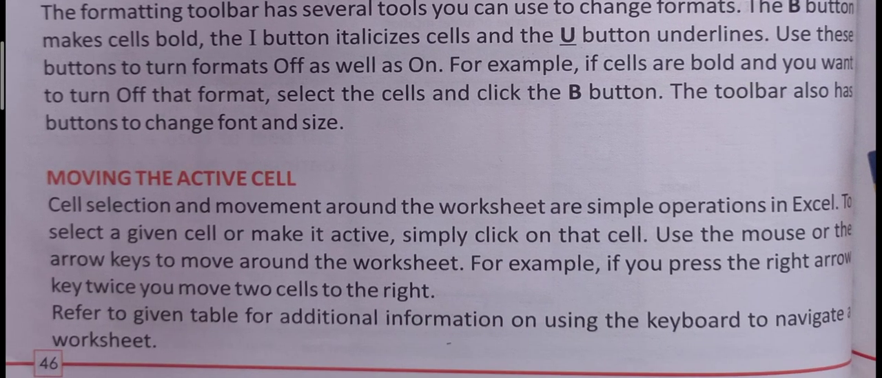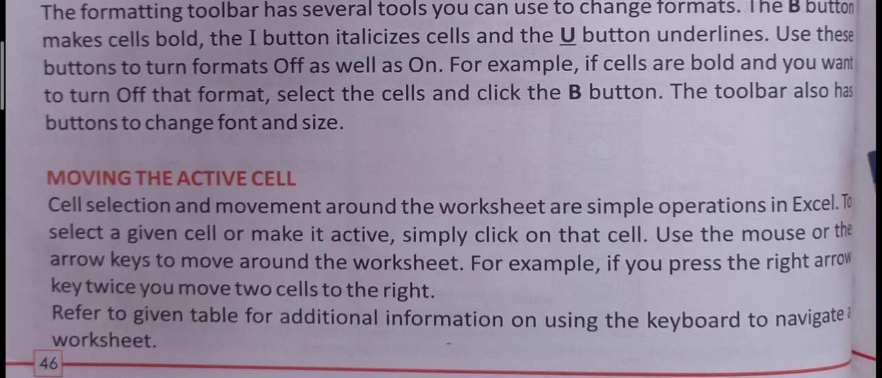Now, moving to the active cell. You can use these 4 arrow keys on the keyboard to move to the active cells. Cell selection and movement around the worksheet are simple operations in Excel. To select a given cell or make it active, simply click on that cell. Means whichever cell you want to edit data or enter text in, you just need to click on that, and that cell will become active, and you can simply type on the keyboard to enter the text in that particular cell.